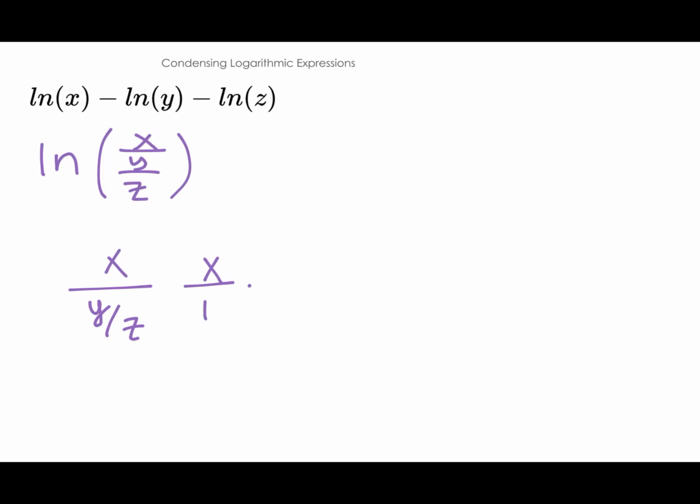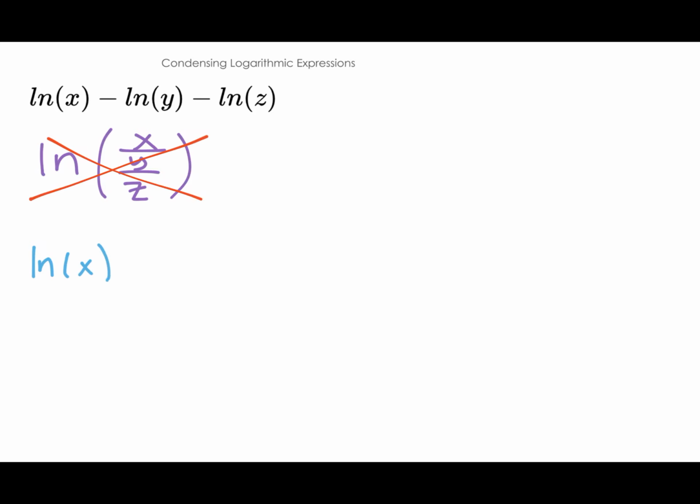We would have to flip and multiply. And it's not pretty. It's not what we want. It's not simplified. So what we have to do to prevent this, because we don't want this, is from the start, factor out a negative. So what that's going to look like is we're going to have natural log of x minus natural log of y plus natural log of z.